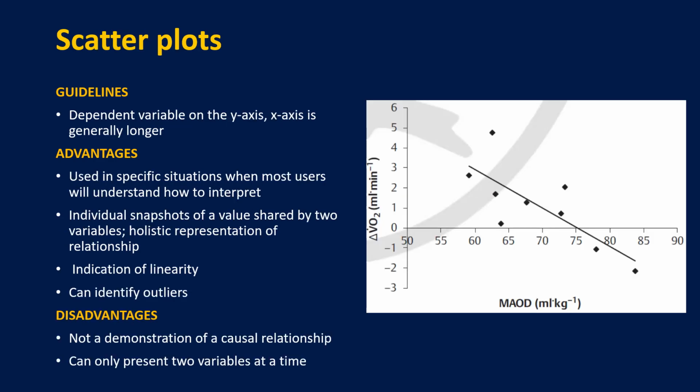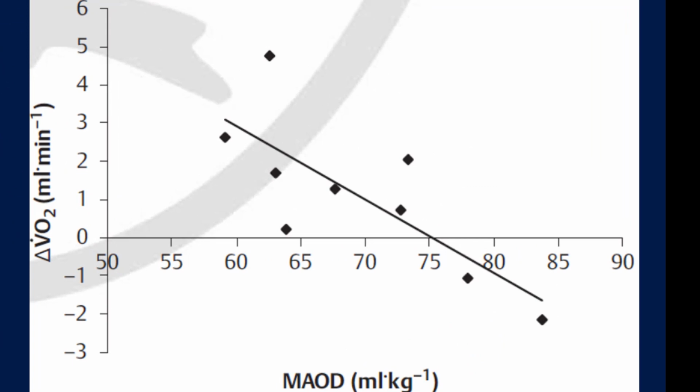Scatter plots are really only used where you are comparing two variables, and these are used for associations. Whether you're using multiple regression or a correlation, you would generally perform these, for example, if you've run a Spearman's or a Pearson's correlation. Your dependent variable is always on the y-axis, and the x-axis, as ever, is generally formatted longer. So here our dependent variable is our delta VO2, and our independent variable is the maximally accumulated oxygen deficit.